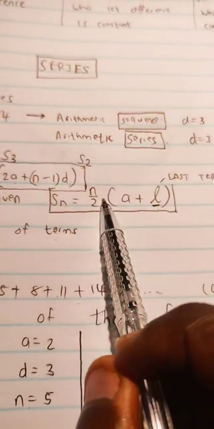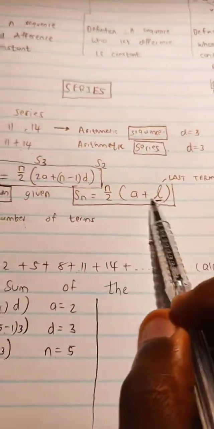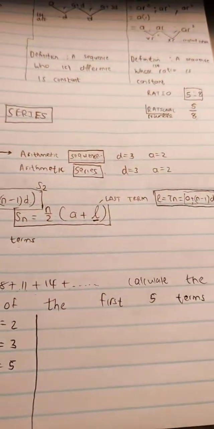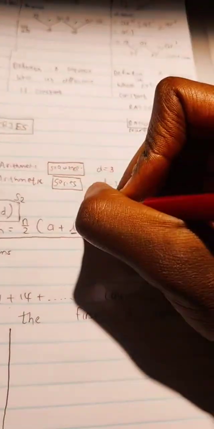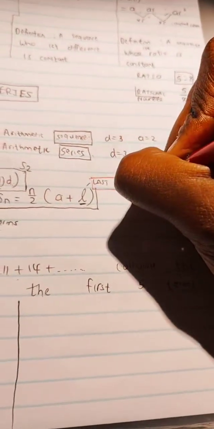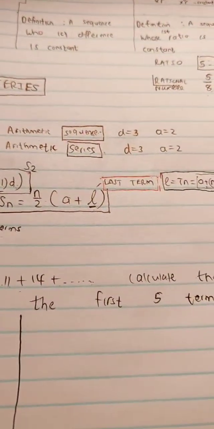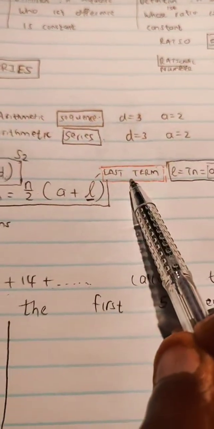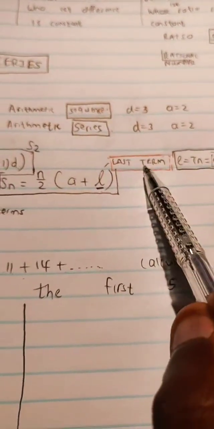Let's check the other one, because we said alternatively we could use this formula as well, as long as we have the what? Come on, say it with me. As long as we have the what, we can use this beautiful formula here. As long as we have the last term of the series.